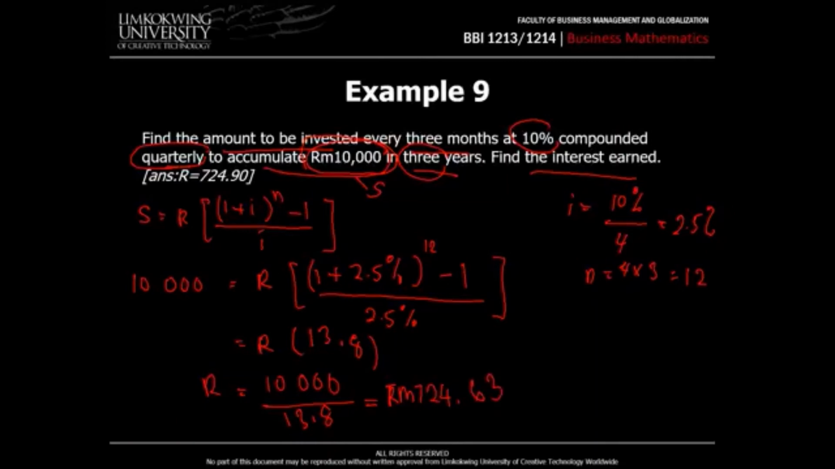Okay. So now, next question. The question wants you to find the interest earned. So the formula is I. Now we are using the future value. So what is the formula to get I?